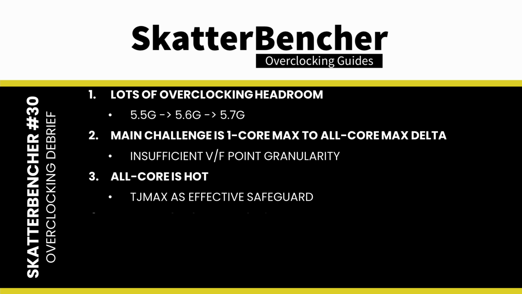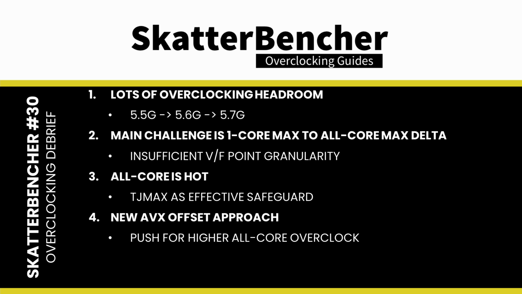The TJ Max, or maximum temperature, is a safeguard against any long-term damage as it throttles the CPU frequency to stay within the guaranteed operating temperature. Due to the new way Intel handles AVX ratio offset, it's still worth pursuing higher all-core frequency, as some light AVX workloads will not trigger the offset.